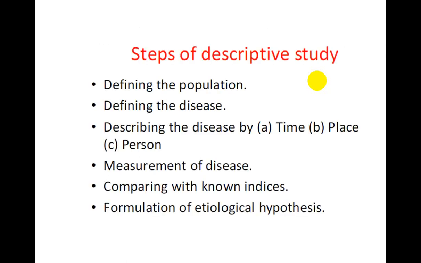Number 1, defining the population to be studied. Number 2, defining the disease under study. Number 3, describing the disease by time, place and person. Measurement of diseases, comparing with known indices, and sixth, formulation of etiological hypothesis. Number 1, defining the populations.